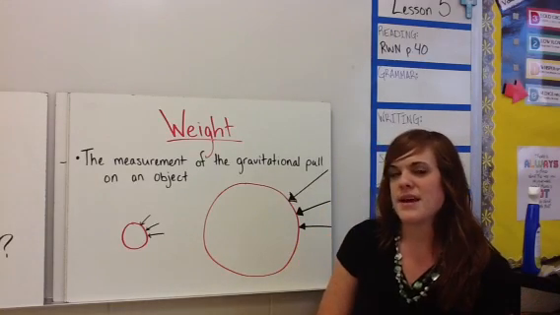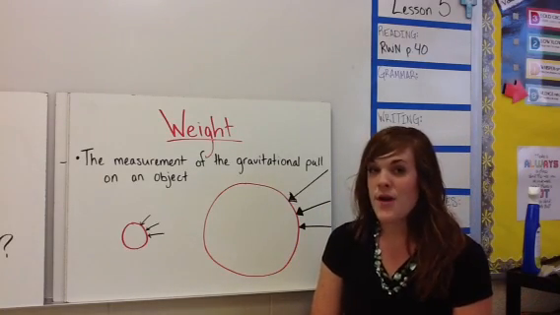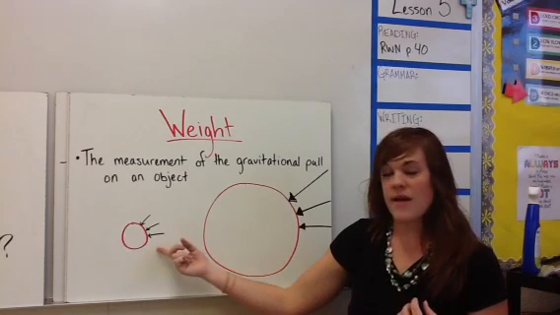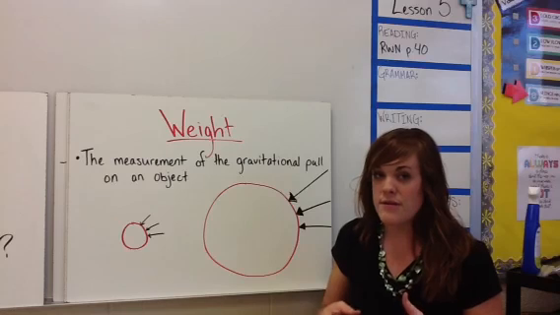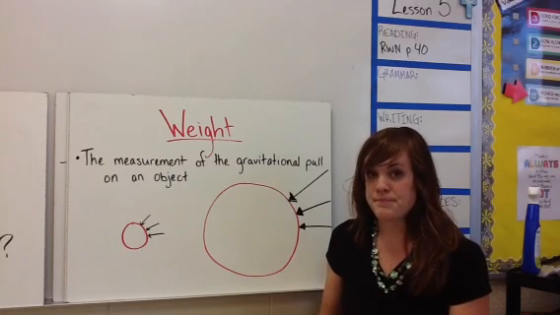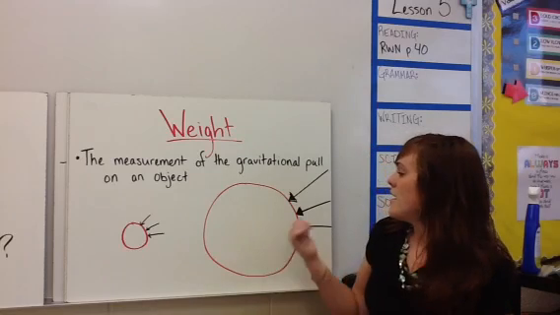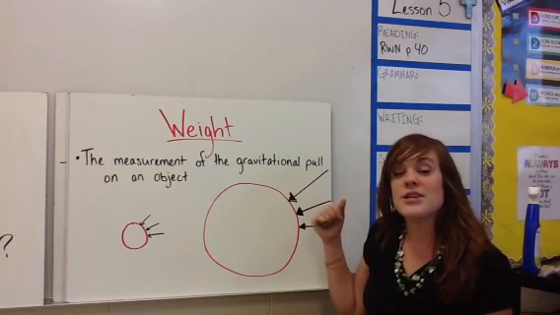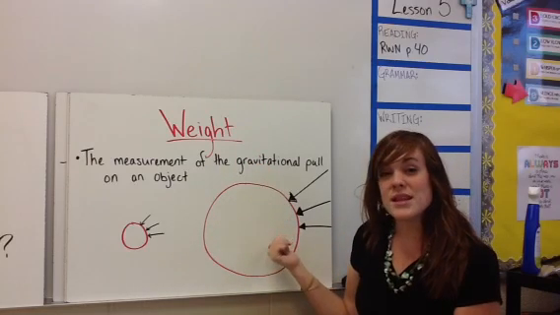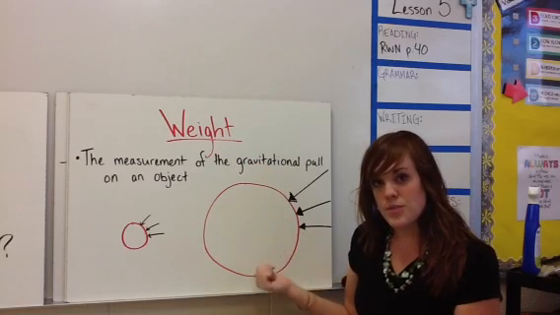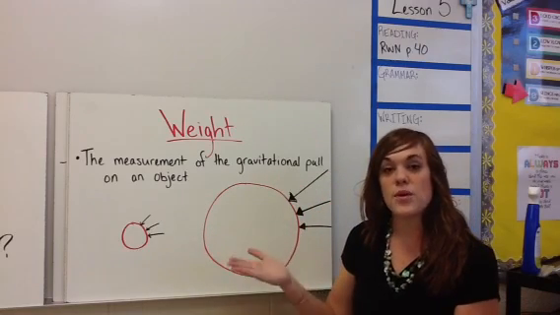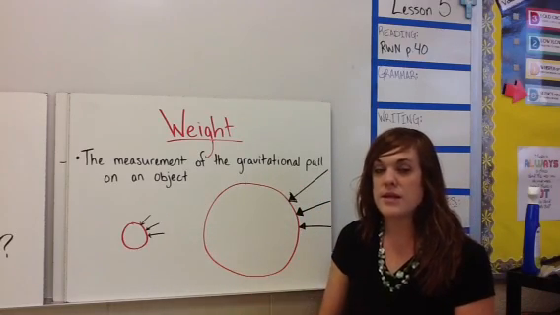Weight is the measurement of the gravitational pull on an object. So, if you have a smaller object, it has a smaller gravitational pull. Earth has a smaller gravitational pull than Jupiter, because Jupiter is larger. On Jupiter, since the gravitational pull is more, your weight would be a lot greater. So weight is just the measurement of the gravitational pull on an object. It will change from planet to planet.